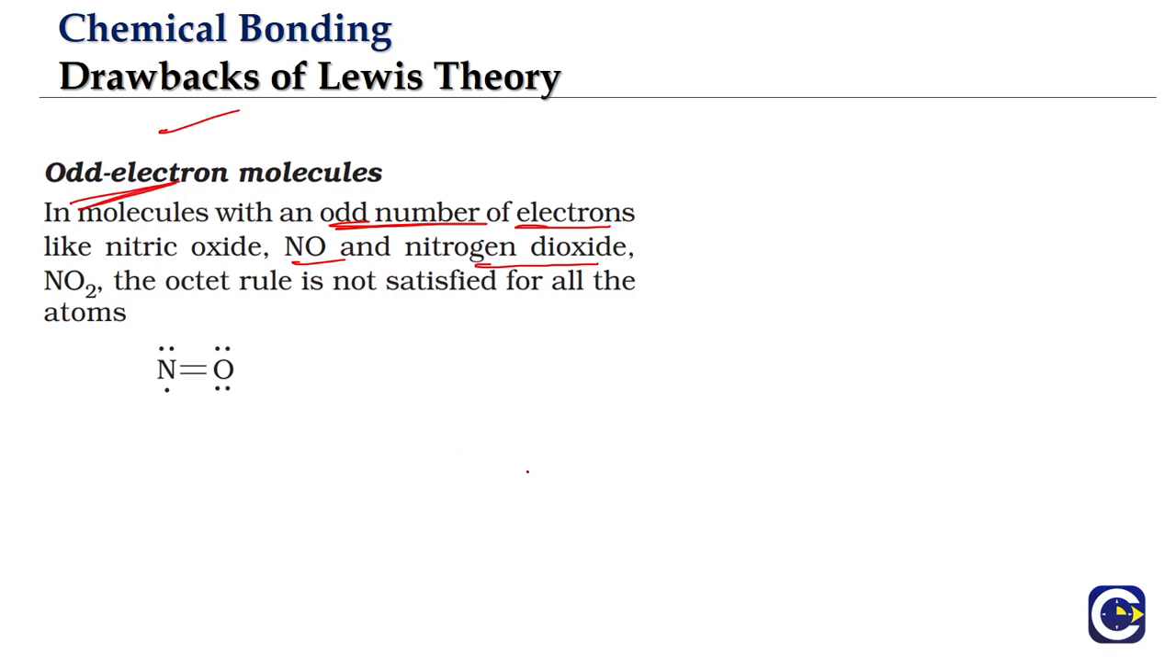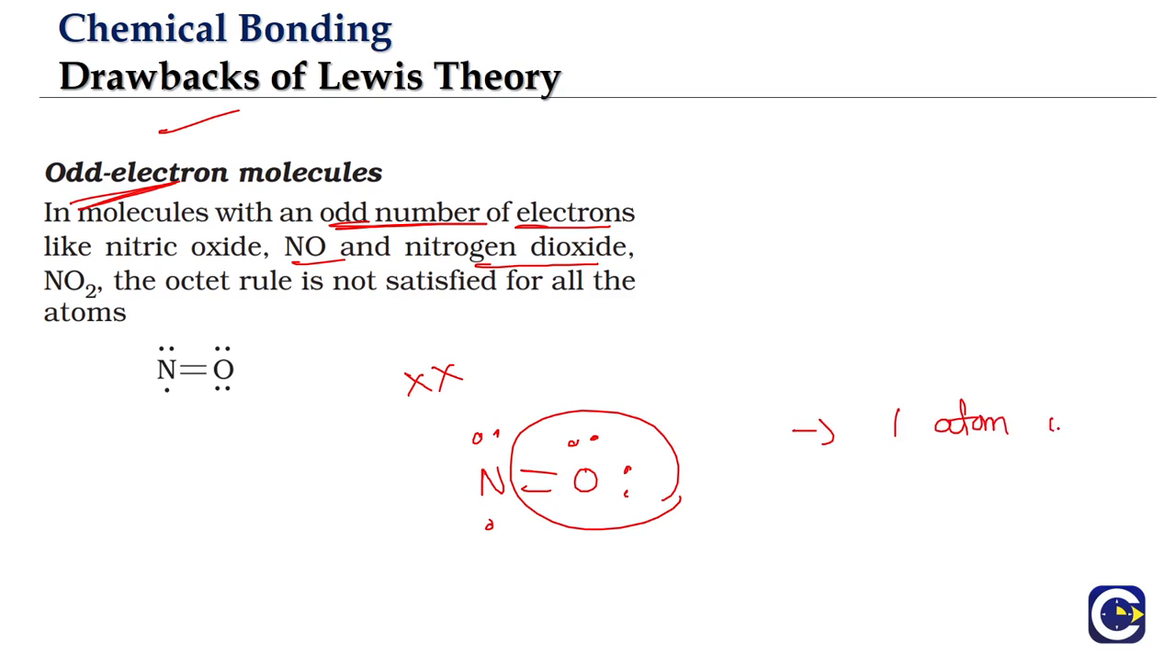So what is it that we have about the odd electron species? Look at it. If you think about nitrogen forming a double bond with oxygen, yes, the oxygen octet requirement is completed. But what about the nitrogen? Nitrogen will not be able to reach octet. So when you have an odd total number of electrons in a diatomic molecule, then definitely one atom will not be able to meet the octet requirement.